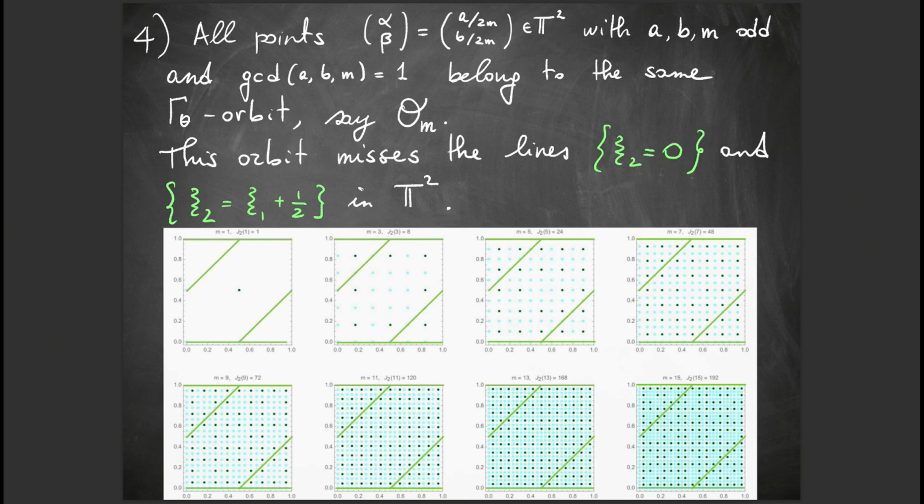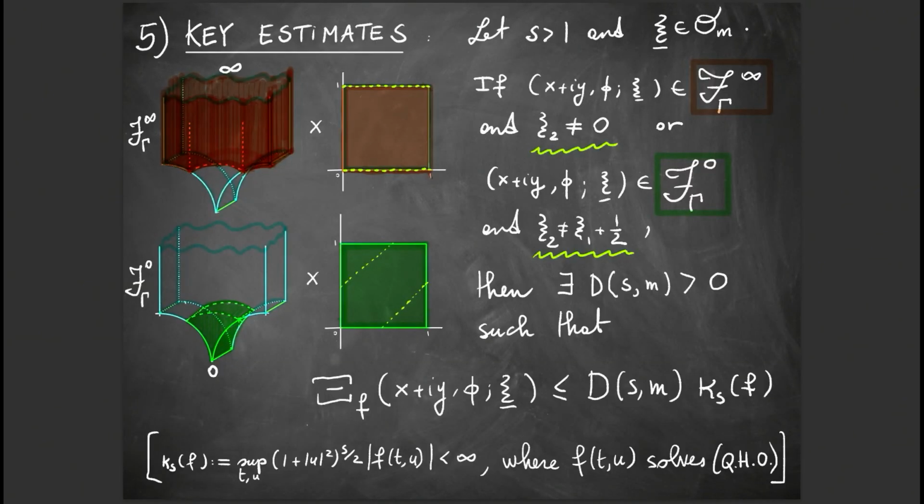So if you avoid the lines, you're not large. And then there is a key estimate, which you'll see more about in the talk by Tariq. We actually split the things into two pieces. If you're near infinity, if you're in this top part of the fundamental domain, and you avoid the horizontal line, or if you're near 0, the other cusp, and you avoid the slanted line there, then we can find a bound for this function, which depends on this kappa s, which I gave you very early on in my slides. This kappa s was this sup defined using the quantum harmonic oscillator with initial condition equal to f.